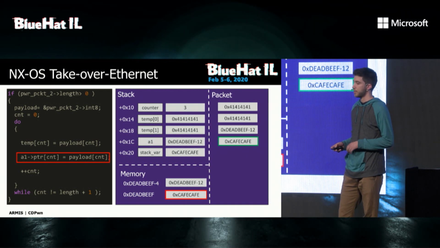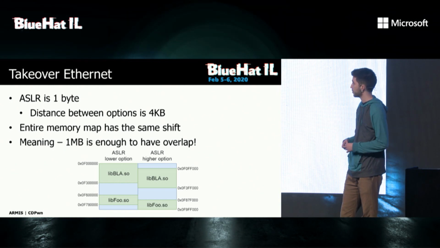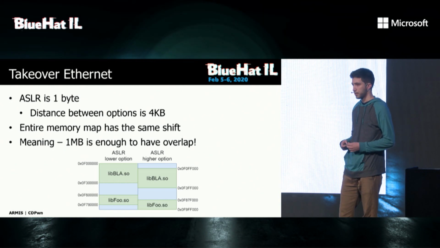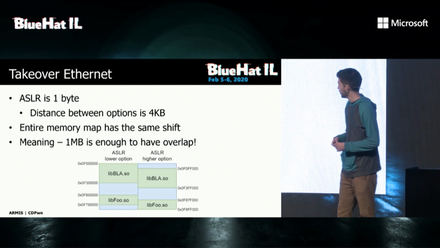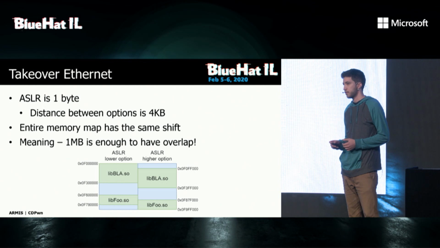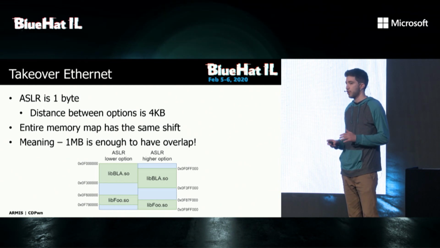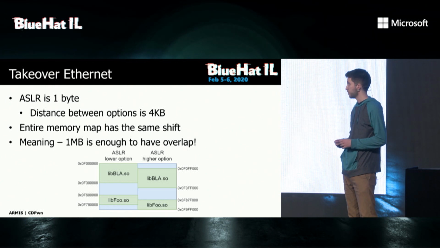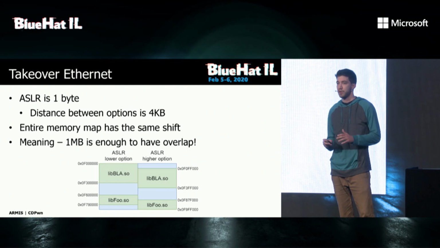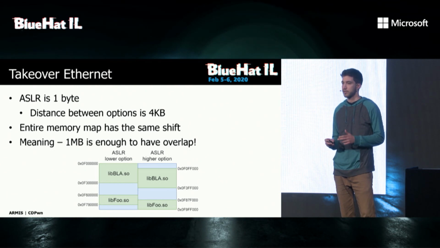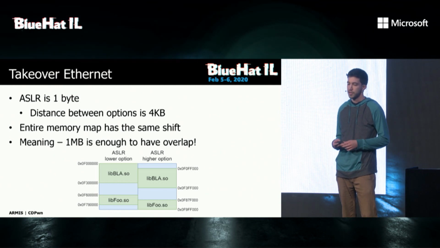So as we said, we were able to exploit it, and there's a nice trick that helps the exploitation. As I said, there is ASLR, and the system is 32-bit, but the ASLR is only 1 byte. It's somewhere in the middle of the address, so the distance between each ASLR option is only 4 kilobytes long, and the entire memory map is shifted with the same offset, meaning all the libraries are being shifted with the same offset.